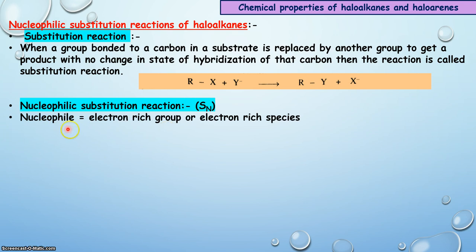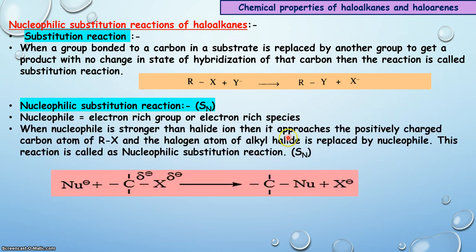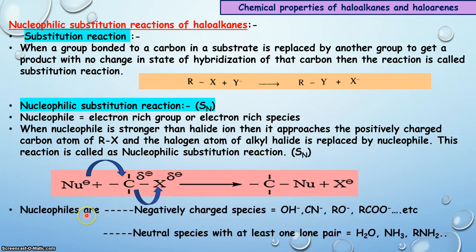As we know, nucleophiles are electron-rich groups or electron-rich species. When this nucleophile is stronger than the halide ion, then this nucleophile approaches the positively charged carbon atom of the alkyl halide, and the halogen atom of this alkyl halide is replaced by this nucleophile. This reaction is called a nucleophilic substitution reaction.